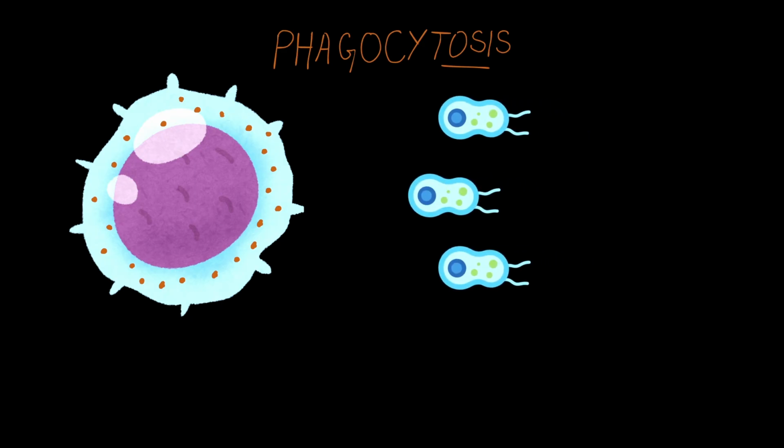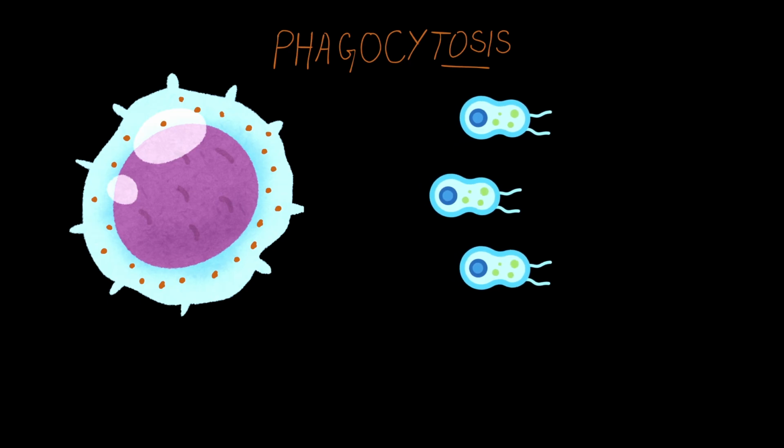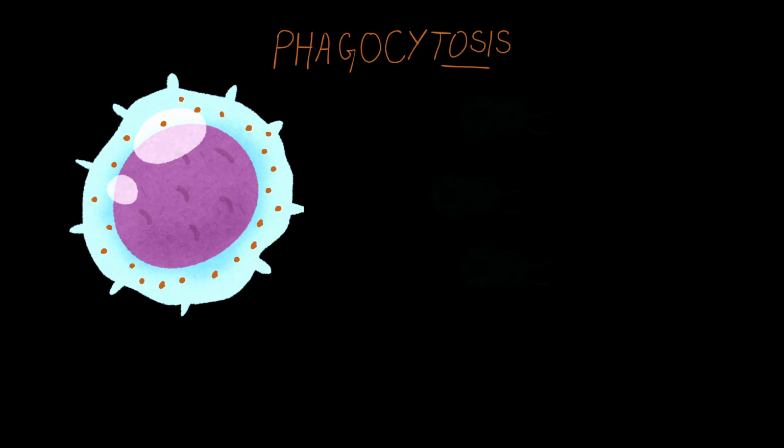But if the pathogen load is too large, additional immune support is required. In this case, macrophages release cytokines, which are small signaling proteins that function as chemical messengers.